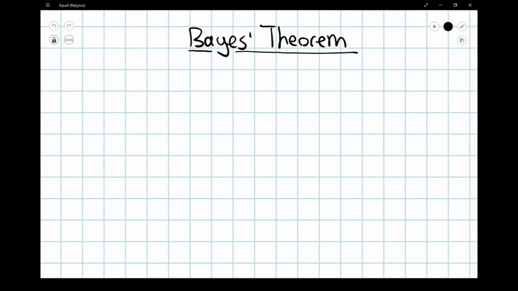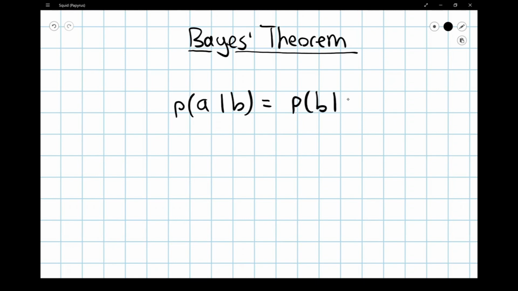So Bayes' theorem really is just one equation: probability of A given B is equal to probability of B given A multiplied by probability of A divided by probability of B.